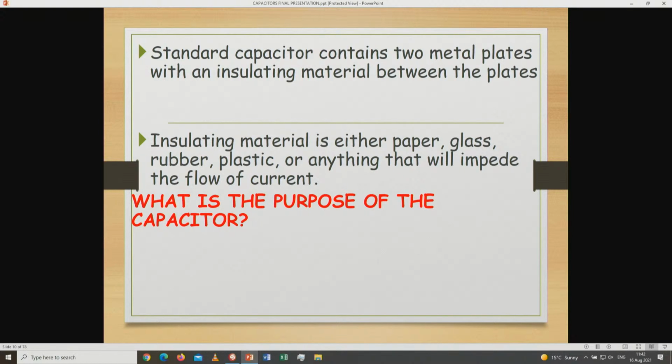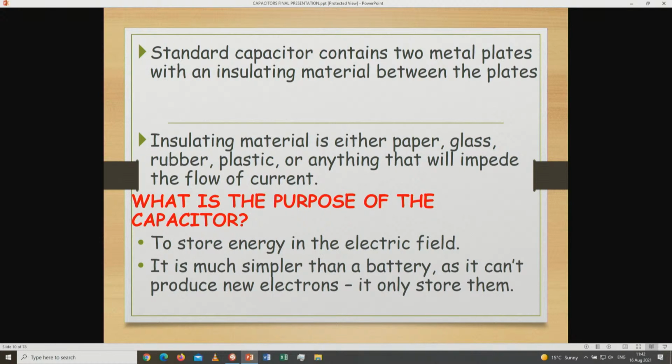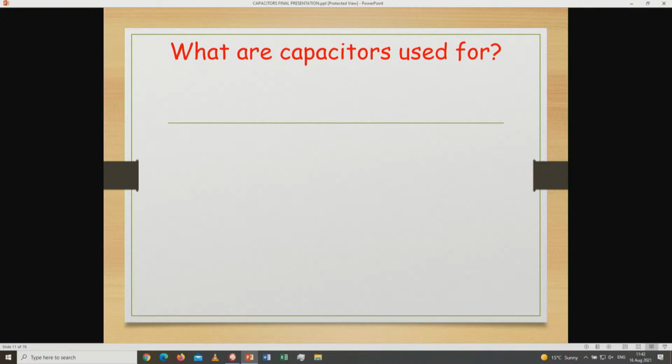What is the purpose of the capacitor? To store energy in the electric field. It is much simpler than a battery, as it can't produce new electrons. It can only store them. A battery produces electrons and also stores them. A capacitor only stores the charges.